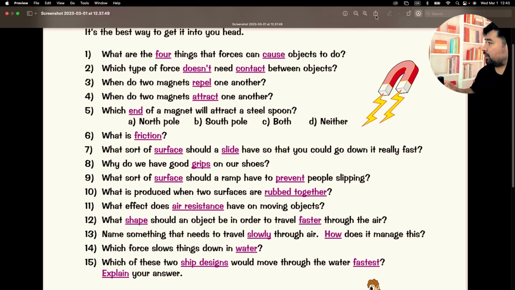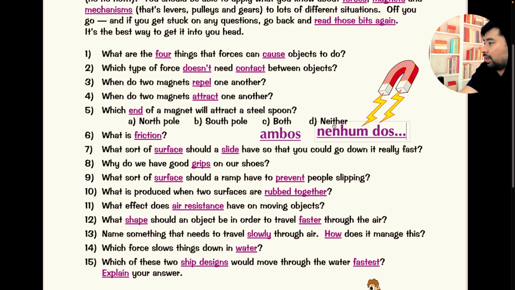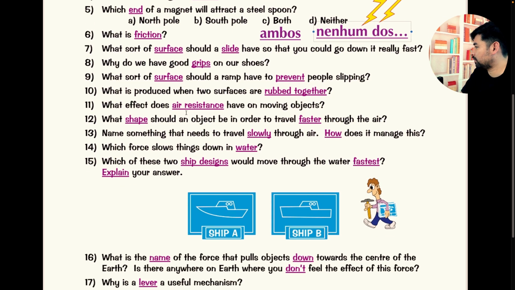Tá claro? Eu vou deixar isso anotado aqui, só para questão de praticidade. Both, ambos, ok? E neither, nenhum dos lados. Nenhum dos lados, ok? Então, essa é a tradução. Tranquilo? Let's continue.